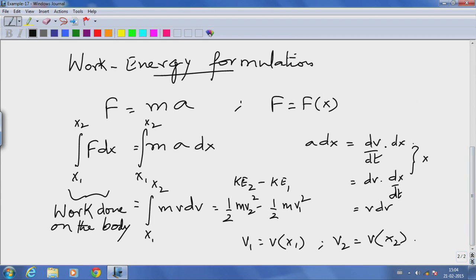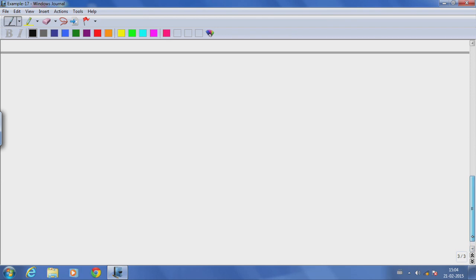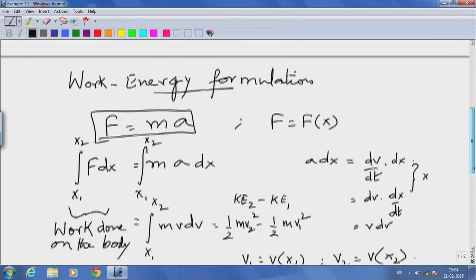So, Newton's second law in a weaker form, written in a spatial coordinate, essentially amounts to saying that the work done on a body between two spatial locations x1 to x2 is exactly equal to the net change in the kinetic energy of the body between those two states. Alright, so we are going to put this to some test here.